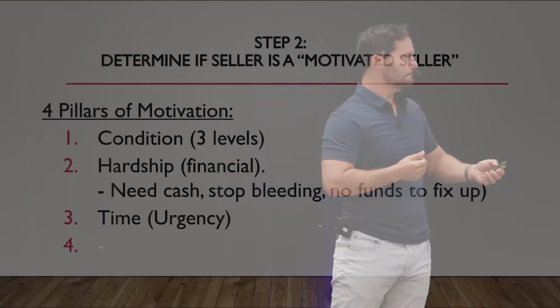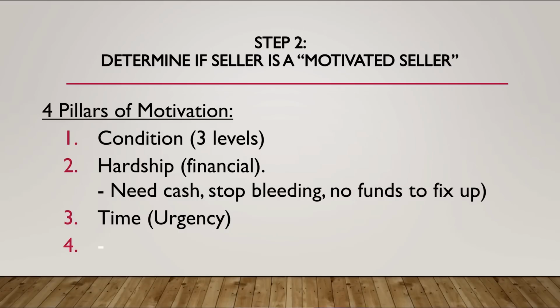The third one is time, meaning there's some urgency. A great example of this would be a pre-foreclosure. There's a foreclosure auction coming up and they're running out of time. If they want to sell their house when their kid graduates high school and their kid's 8 years old, then there's no urgency, so there's no motive. You're missing one of the pillars of motivation.